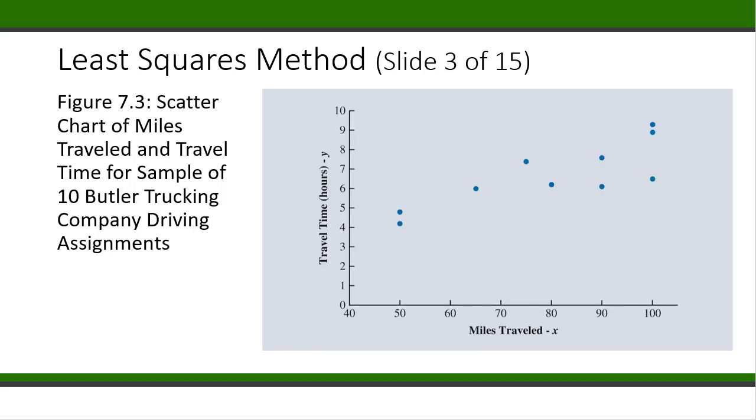So here we have a scatter chart, and we show that the x value, miles traveled, is on the x-axis and the travel time in hours is on the y-axis. So we spread that out, and it appears that the longer travel times appear to coincide with more miles traveled. And if we could draw a straight line through these data, we would see that this is a positive linear relationship.